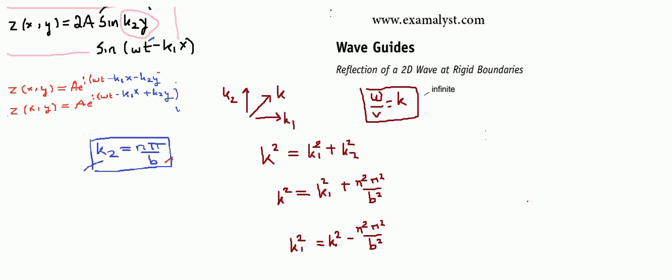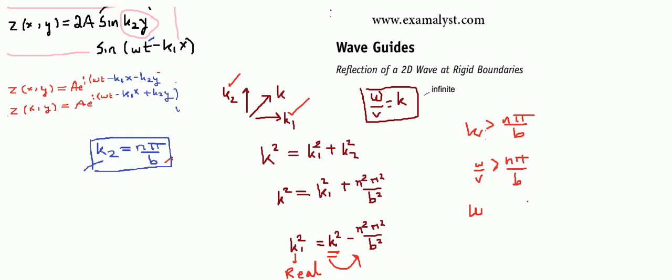Now you know that for the wave to travel, both k1 and k2 are positive. Agreed. So k1 here must be real, only then the wave can travel. So for k1 to be real, k must be greater than this value. It should not be equal to, it should be greater than n pi by b. So if k is greater than n pi by b, then I can write omega divided by velocity should be greater than n pi by b. So omega should be greater than n pi v divided by b, where v is the velocity of the wave. This is called the cutoff frequency.